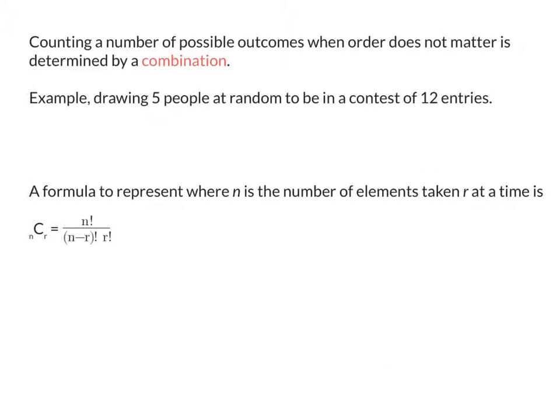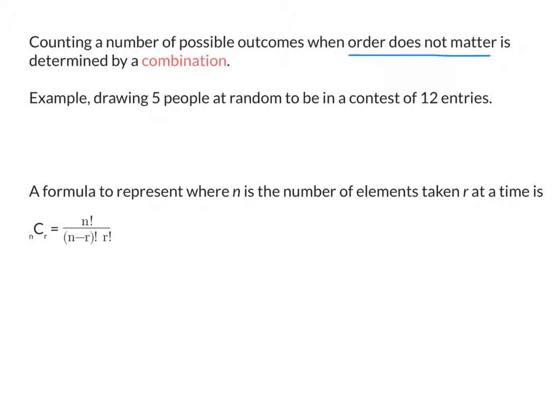Combinations are used when order doesn't matter in the selection. Okay, so order does not matter. And so if I randomly draw out of 12 entries 5 people to be in a contest, let's say to win a new car, out of those 12 entries, 5 people were selected, and it doesn't matter the order in which they're selected, they just now get to compete. It doesn't work quite the same as permutations because it doesn't matter if you were selected first or if you were selected 5th.